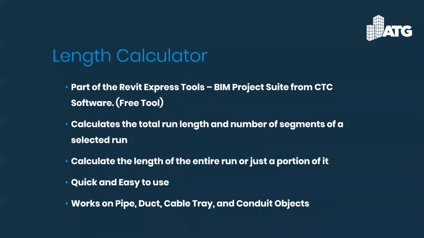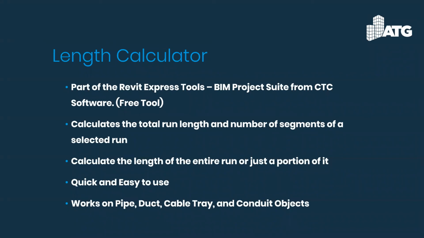So just like the name says, length calculator calculates the length. And it also spits out the number of segments of that selected run. So it'll tell you if it's one single pipe that goes from one end to the other, or it'll tell you, hey, you've got 3 different pipes here because you have 2 fittings as well to make that turn. It'll tell you that that's a total of 5 segments.